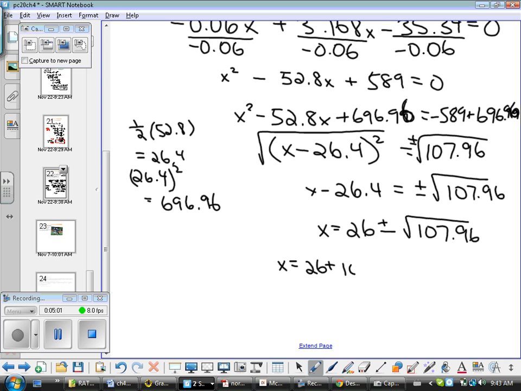So x equals 10.4, okay, or not x equals 10.4, but our root equals 10.4, okay, or x equals 26 minus 10.4, okay? So that gives us two answers, 36.4 and 15.6, okay? Both of those are good answers. They're both positive, right? So we don't have an extraneous root here. And we'll just go back and check out that graphing calculator, see if we can get 36.4 and 15.6 as our answers. Okay.